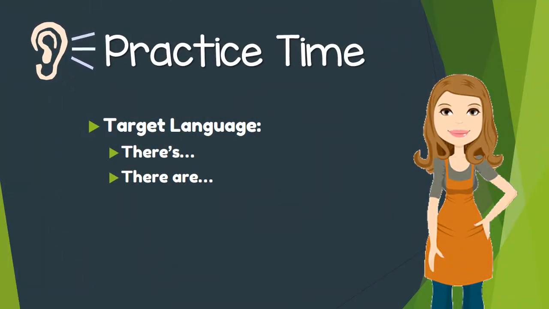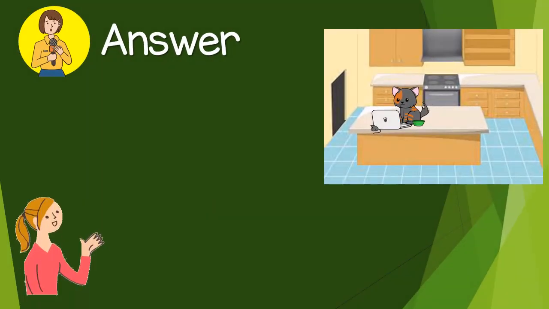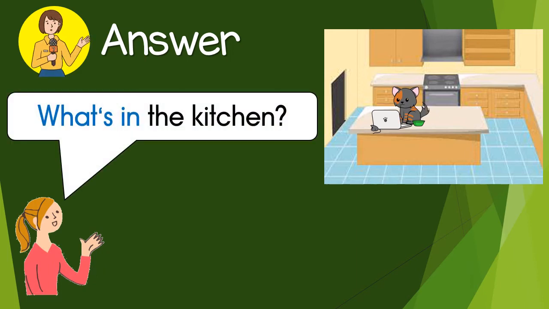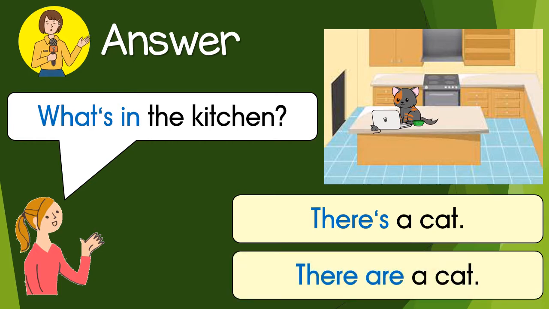Practice time! Now join me to practice using there's, there are to get better understanding. What's in the kitchen? Apa di dalam dapur? Look at the picture. The picture shows one cat. There's a cat. There are a cat. Which one is the correct answer? Yes, the answer is there's a cat.